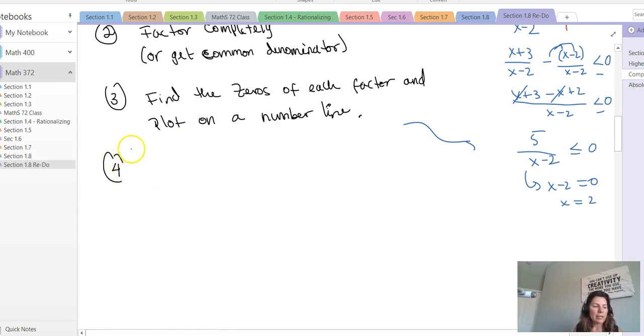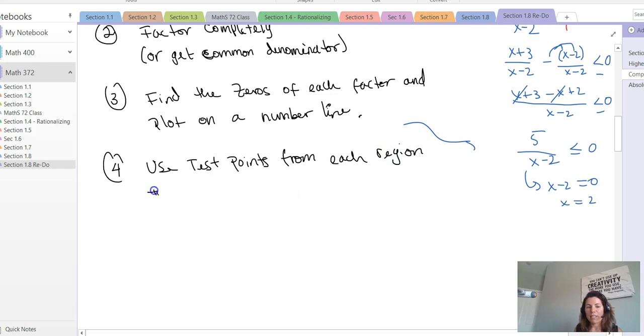And step 4 is you use test points. So use test points from each region to test the product or quotient. From each region, so however many regions you have, to find the product or quotient, depending on what kind of inequality you have.